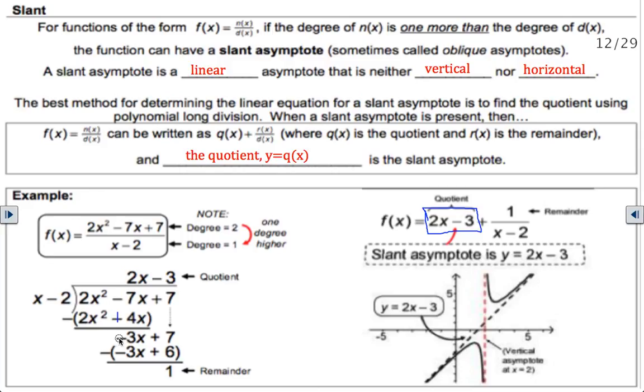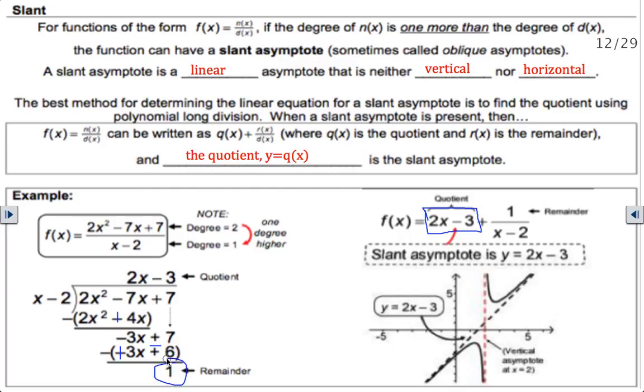So now we want to know, what do I need to multiply this x by to get negative 3x? Well, x times negative 3 gives you negative 3x here. And then negative 3 times negative 2 gives you positive 6. Again, we're subtracting, so this negative 3x is going to become positive, and this positive 6 is going to become negative. So the remainder is just going to be 7 minus 6, which gives you 1.